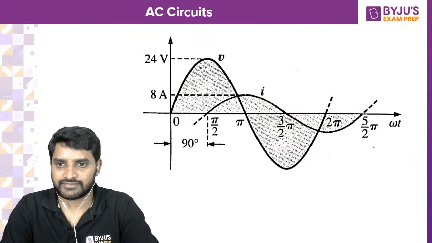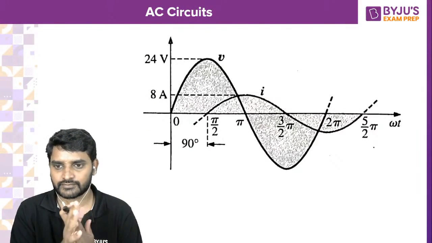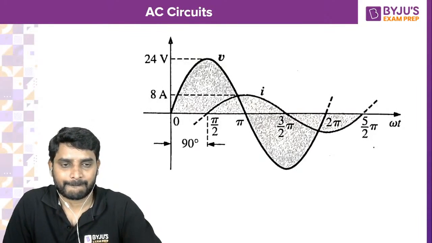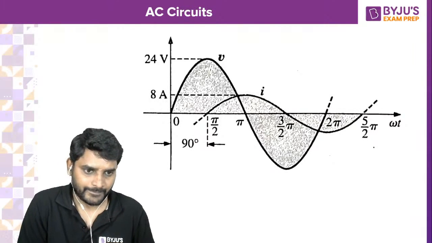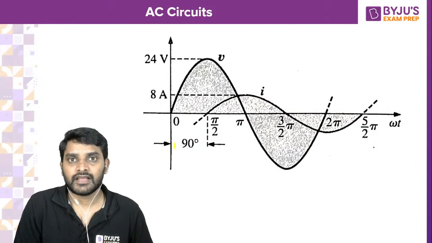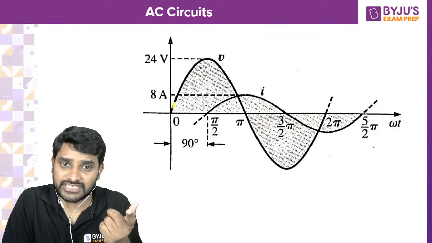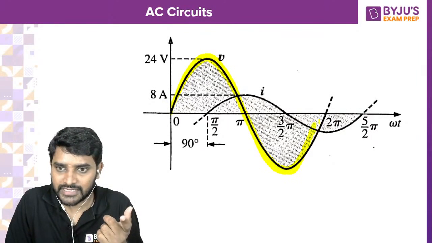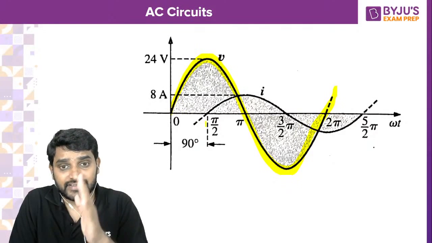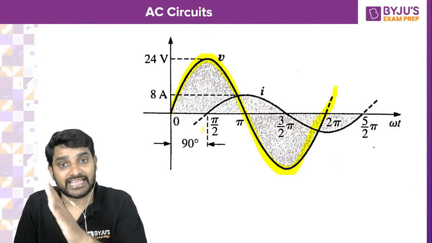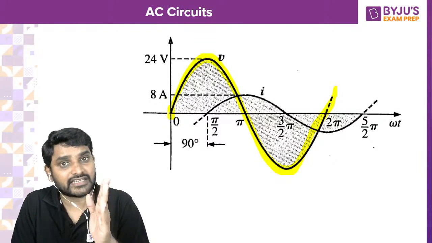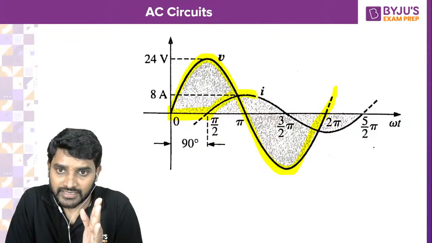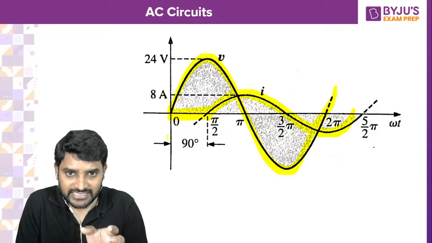Now see the voltage and current waveforms. See here, the voltage waveform starts from 0 degrees. So the voltage waveform is like this: 24, 0, maximum negative 24, 0, and so on. But the current waveform starts after 90 degrees. Current is lagging. So voltage started here, but current is going to start after 90 degrees like this. So this is a delay.